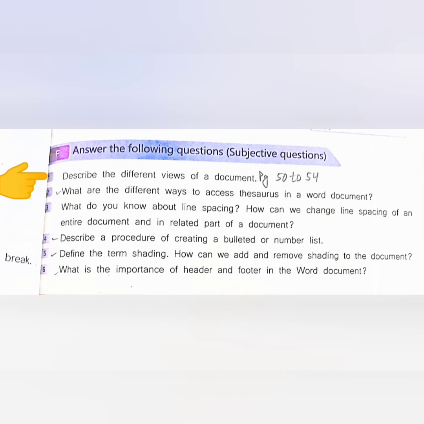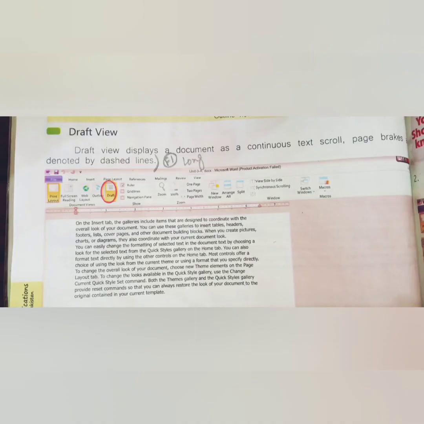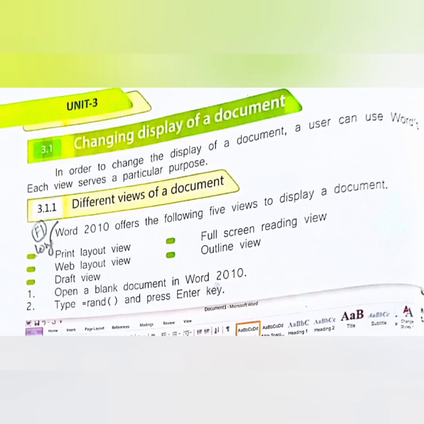Question F, part 1 is, describe the different views of a document. The answer of this question is on page number 50 to 54. Now open the page number 50. You will mark from Word 2010 offers the following 5 views to denoted by dashed lines. Students, Word 2010 offers the 5 views to display a document.